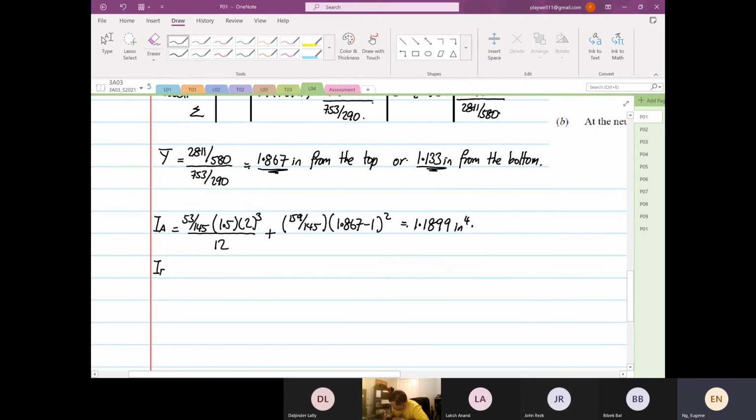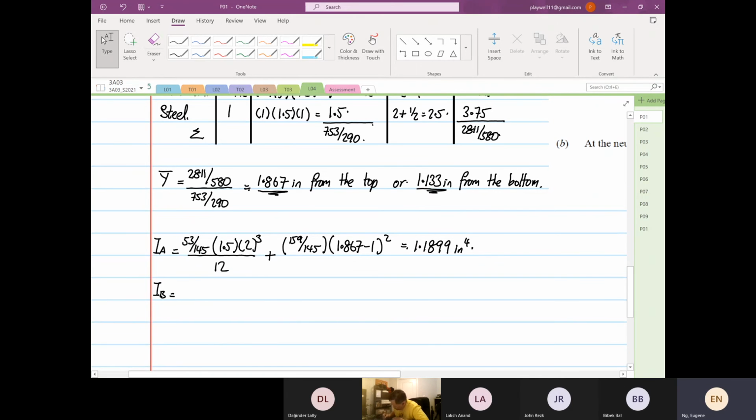Then we have the I of brass, right? So this is 1.5 times 1 cubed over 12 plus 1.5 multiplied by (1.867 minus 2.5) squared. Okay, so 1.5 times 1 to the power 3 divided by 12 plus 1.5 times (1.867 minus 2.5) squared is equal to 0.726.